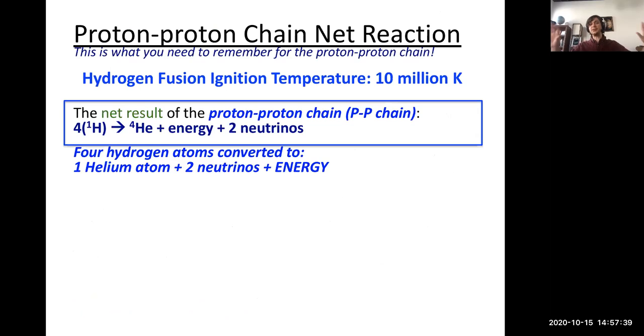Okay, so this is what you need to remember about the proton-proton chain. I need to go through it in full so you can see what it is, but this is what I'd like for you to remember about our proton-proton chain. We're fusing hydrogen into helium.